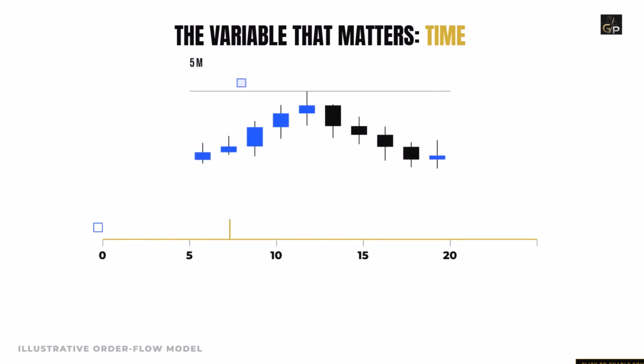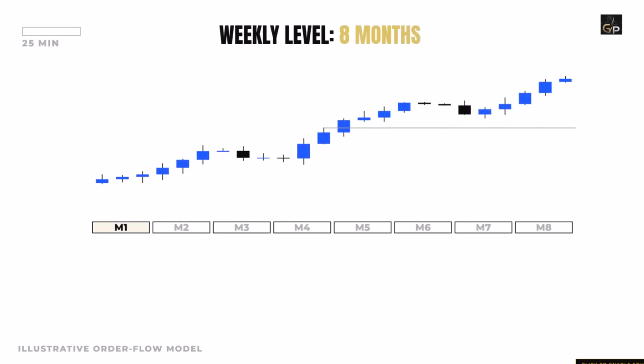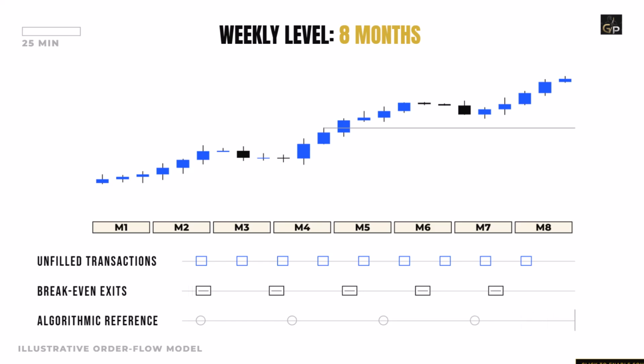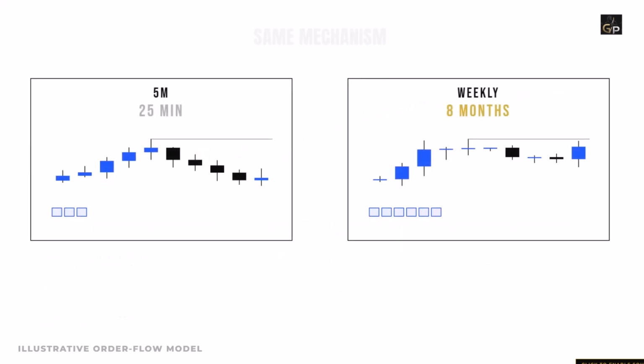A 5-minute level has existed for 25 minutes. Whatever interest has gathered around it, it has had 25 minutes to gather. A weekly level might have been in place for 8 months. Every participant who wanted to transact around that price and didn't get filled has had 8 months to leave orders sitting there. Every trader who got hurt at that level has had 8 months to place a break-even order. Every algorithm that tracks prior extremes has had 8 months to identify it. Same mechanism, radically different quantity of resting interest.